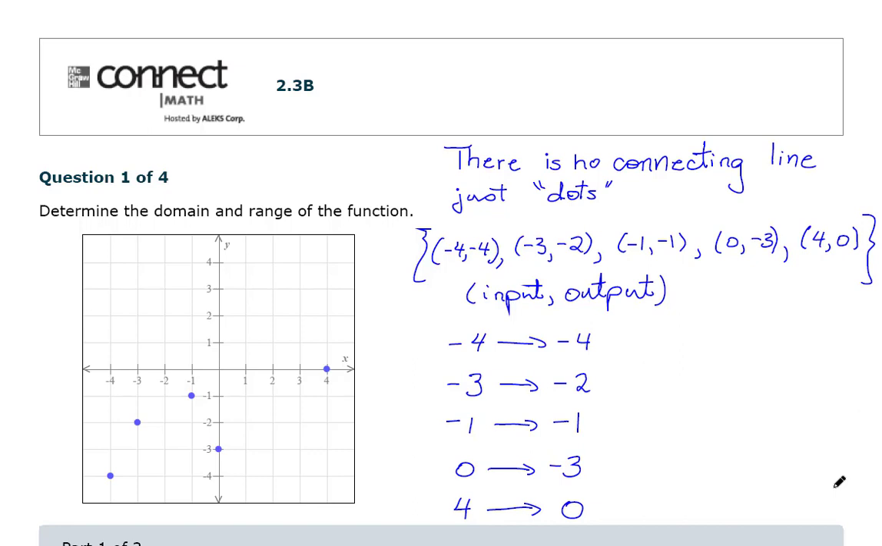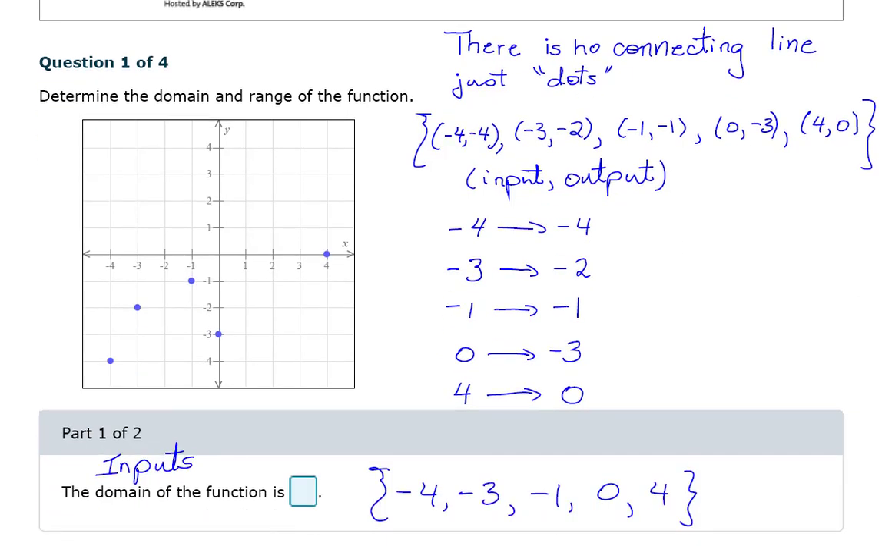Welcome to Math 1314. This is the last part of section 2.3. We're still looking at graphs and trying to get some information from them. Alright, so let's see. Here in question 1, we are given a picture. And from this picture, which is just a collection of dots, that's it, just dots, they want us to determine the domain and the range of this function.